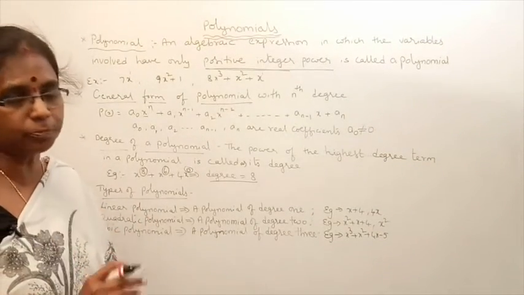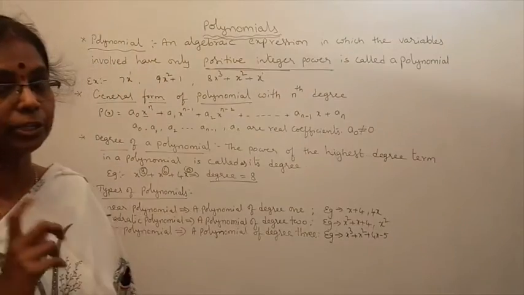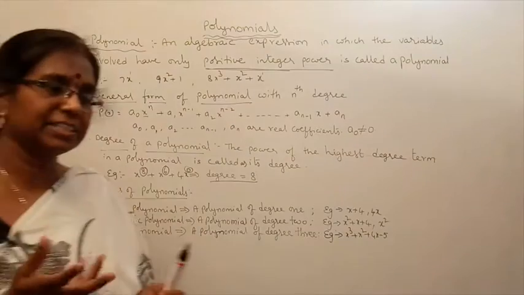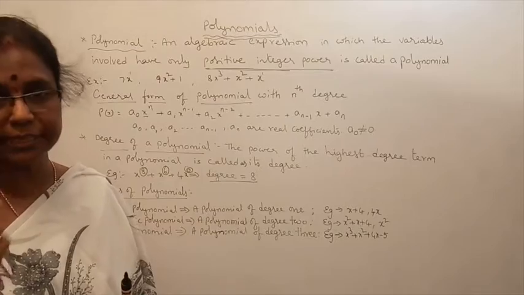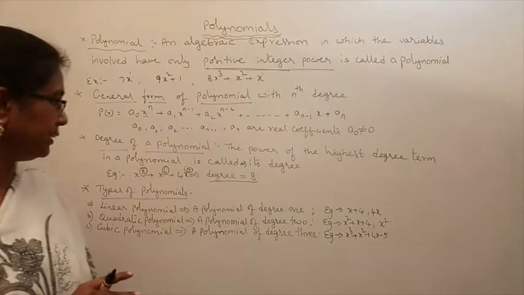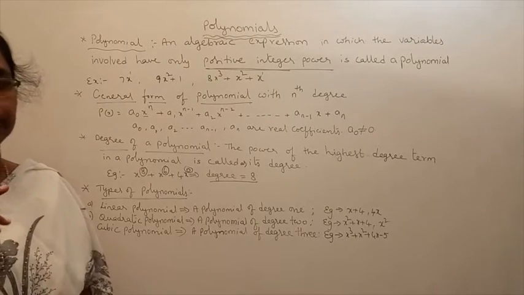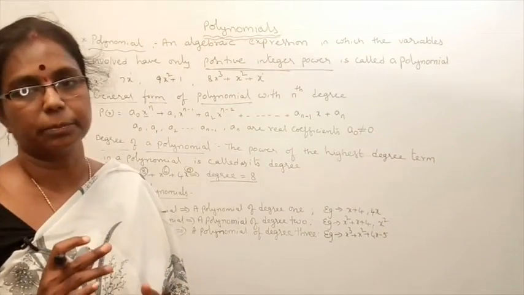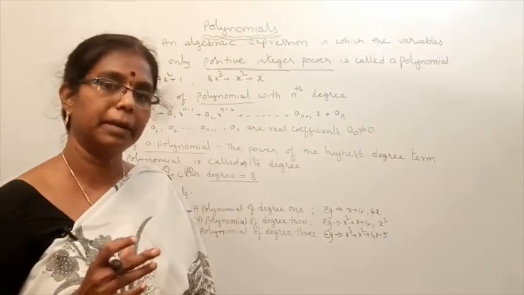Now types of polynomials. There are 2 types: one according to the number of terms, and one according to the degree. In previous classes we learnt according to terms and degrees. According to terms, one term means monomial, 2 terms binomial, 3 terms trinomial, 4 terms multinomial.